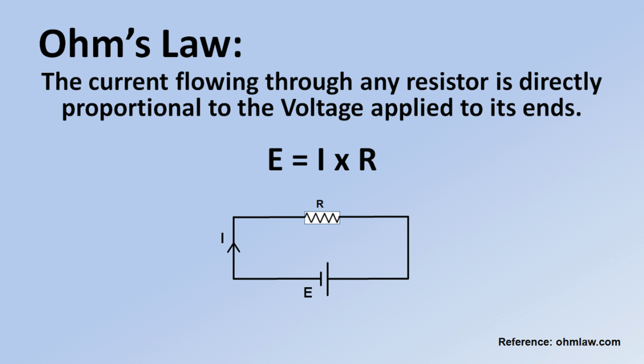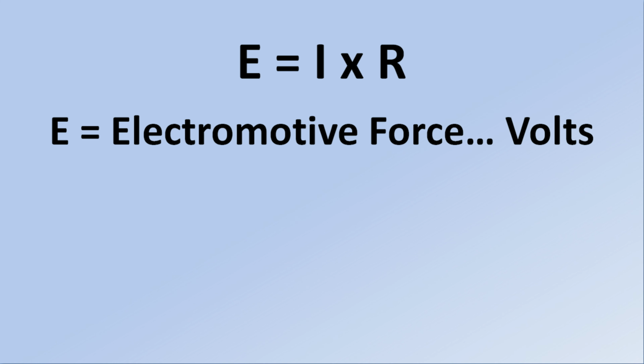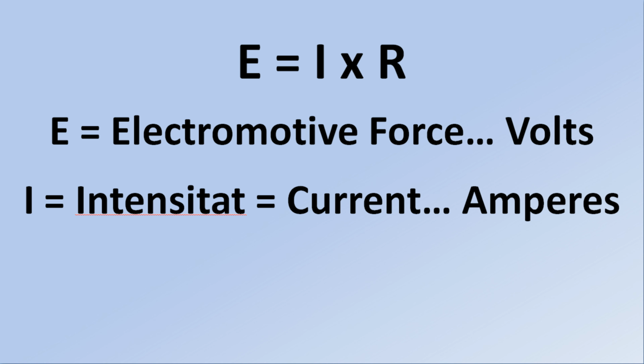Ohm's Law states that the current flowing through any resistor is directly proportional to the voltage applied to its ends. Mathematically, Ohm's Law is expressed as E equals I times R, where E stands for the electromotive force, which is commonly expressed as volts. I stands for Intensität, which is German for intensity.